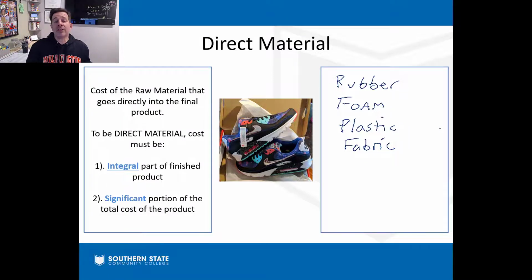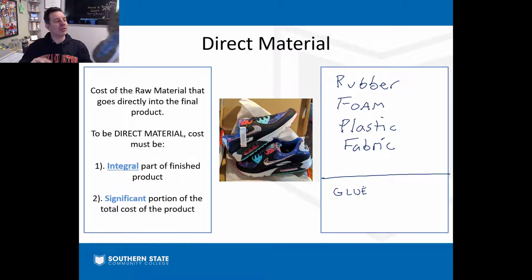And again, if you wanted to take other examples of things you're familiar with, you can think of a vehicle, the material that goes into making a vehicle. You can think about your iPhone, the material that goes into making the iPhone. And it's pretty easy to see what direct material is. Now, there's one more item that probably goes into making that shoe that I didn't include, indirect material. That's glue.